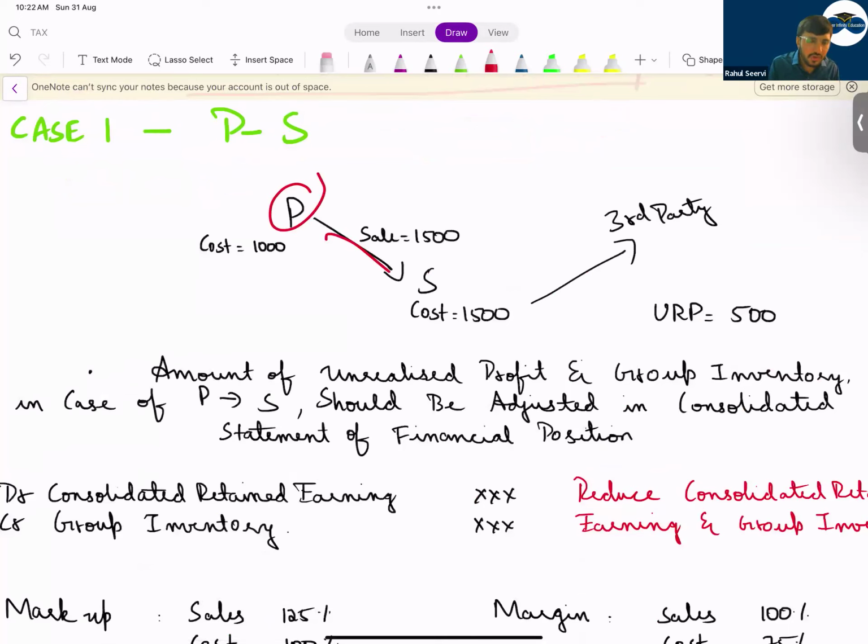So P company will record in its books as a sale. S company will record it as a purchase. Now we are talking from the point of view of only the balance sheet, not P&L. When we come to P&L, we'll discuss that again. What are the adjustments that should be done?